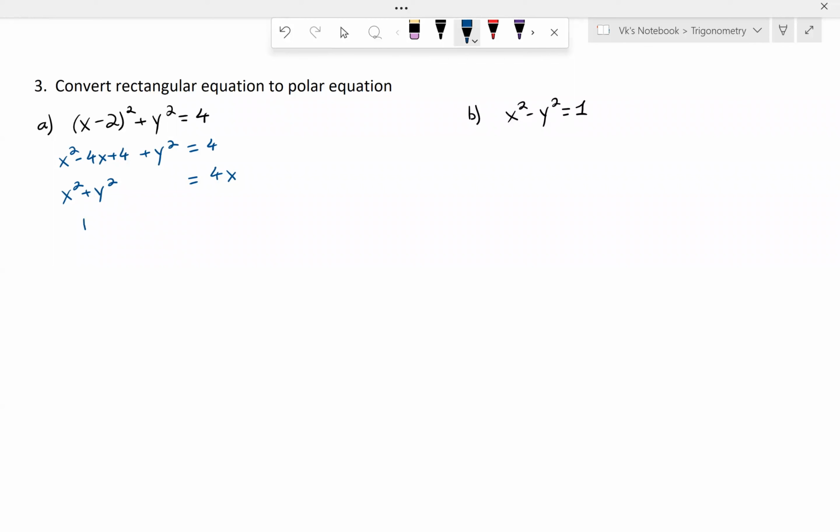x squared plus y squared is r squared. x is r cosine theta. Divide both sides by r and we have r is equal to 4 cosine theta. Pretty cool.